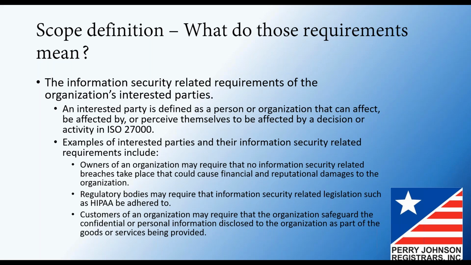Some examples of interested parties and their requirements could include the owners of an organization, who may require that no information security related breaches take place that could cause financial and reputational damages to the organization. A regulatory body could be an interested party, and their requirements could include that you are complying with information security related legislation such as HIPAA.